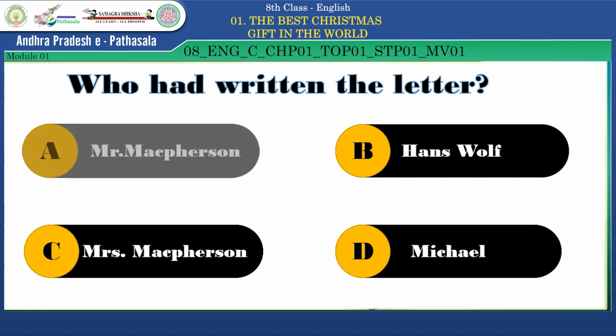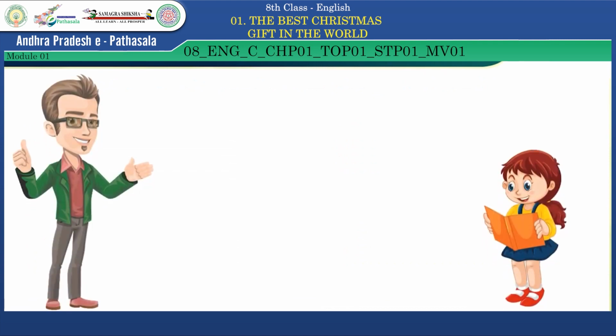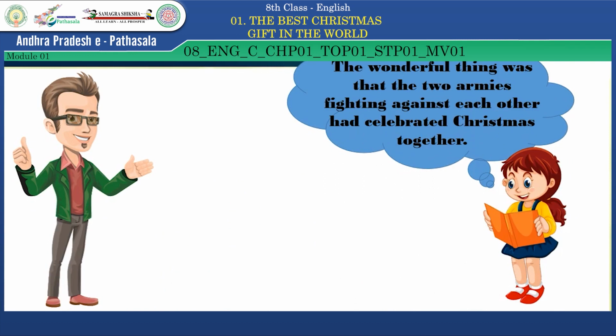Yes, the answer is option A, Mr. Macpherson. Now get ready for the second question. And the question is, what was the wonderful thing that had happened? The answer is, the wonderful thing was that the two armies fighting against each other had celebrated Christmas together.